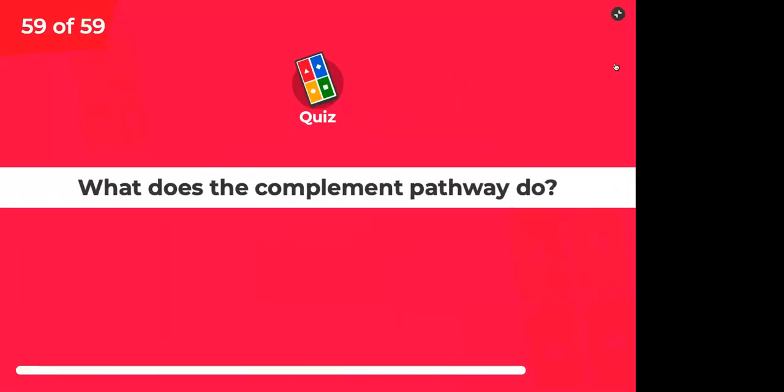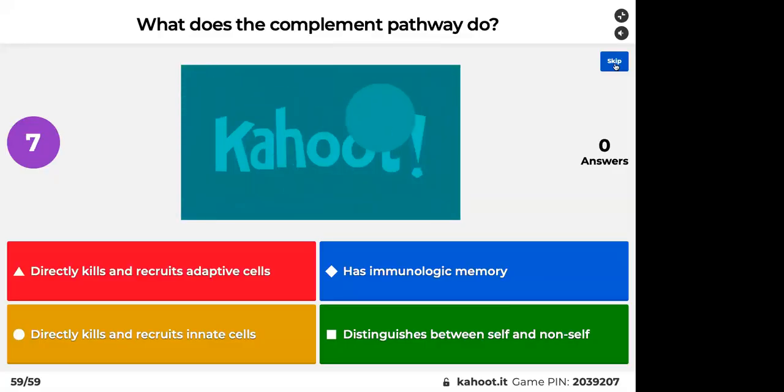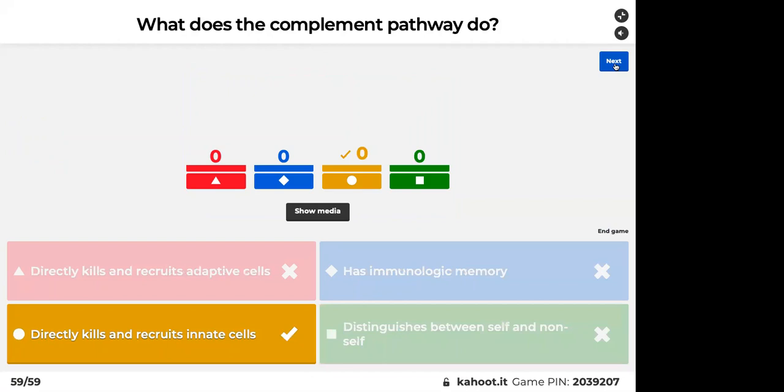And last question for today, what does the complement pathway do? Yep, so the complement pathway directly kills and recruits innate cells. So not adaptive cells. And just to be clear, complement pathway is a soluble component of innate immunity. So of course it would make sense that innate cells are recruited and not adaptive. I think that brings us to conclusion there.